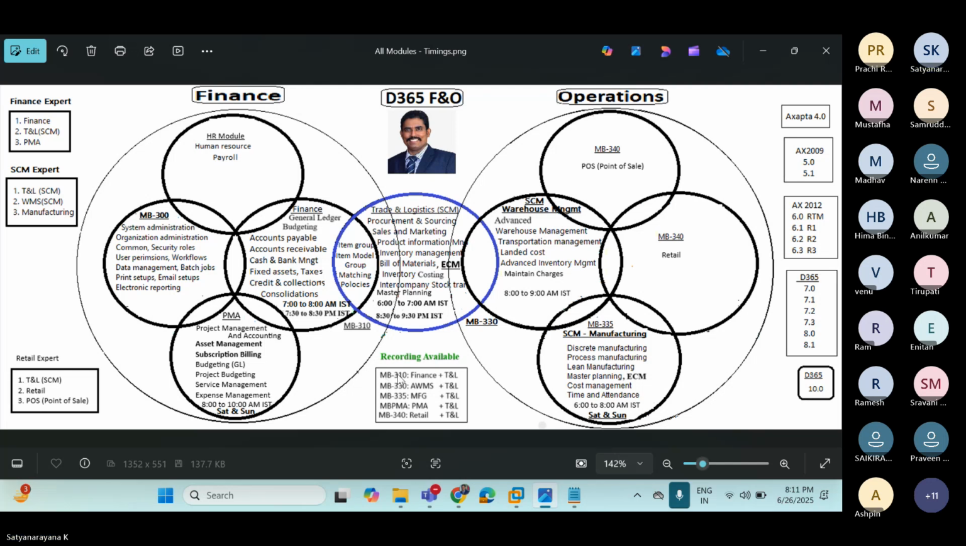MB 310, MB 330, MB 335. These three courses are there. Finance with a little bit of technical T&L knowledge, as I told you, trade and logistics. These two together are MB 330, and these two together are MB 335. This is Microsoft certification. MB 310 is a finance topic, a little bit of T&L is required, and trade and logistics a little bit. Retail is this one. So these are the certifications.